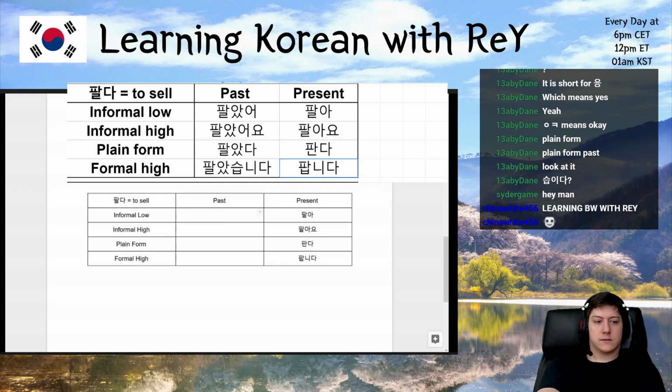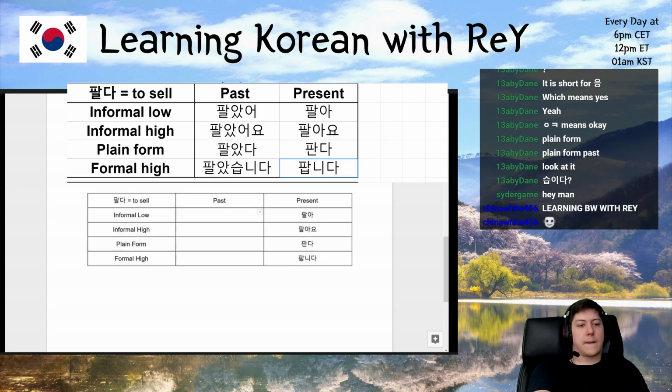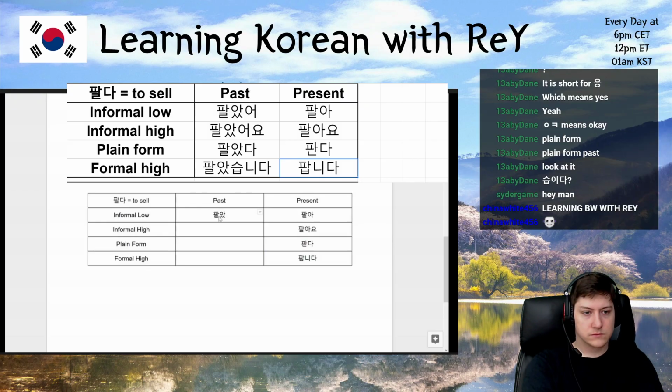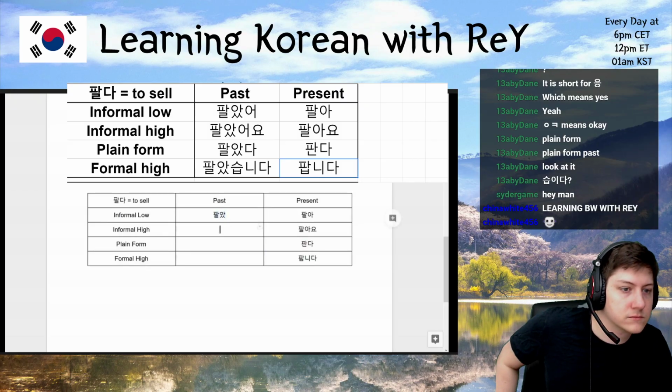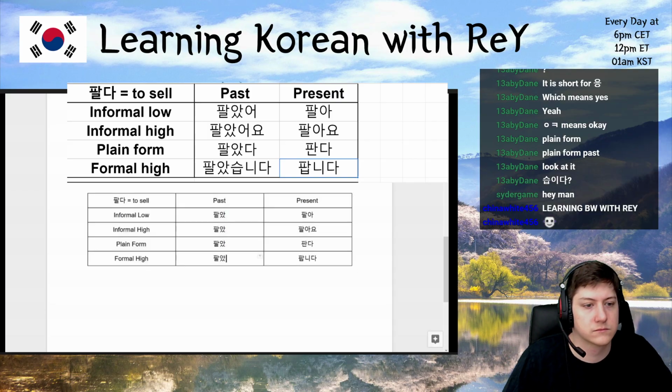In the past tense, there's actually no irregular comes up because whenever I add a or to an irregular that ends in this letter, there is no change to it. It's only a change if you're adding these two things. So it's going to be par at, and that's going to be the base for every past tense form. I'll go ahead and put that in each case. Now it's just a matter of adding the formality, which is going to be paraso, parasoyo, parata, and parasmida. Nice.